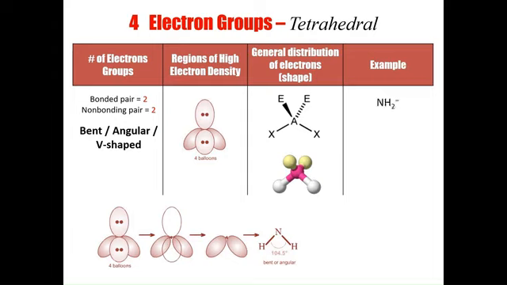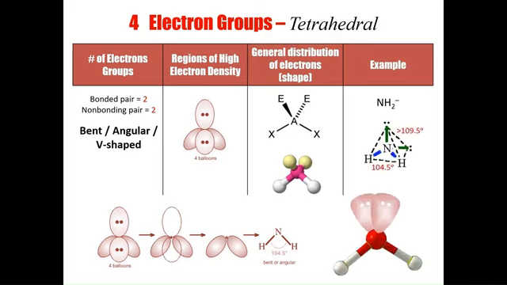An example of an angular or V-shaped compound is the azonide ion. This compound has angles that are greater than 109.5 between the non-bonding groups and angles of 104.5 between bonding groups.